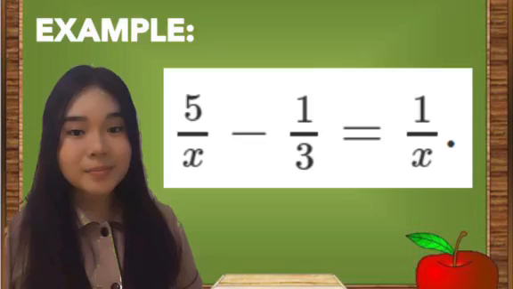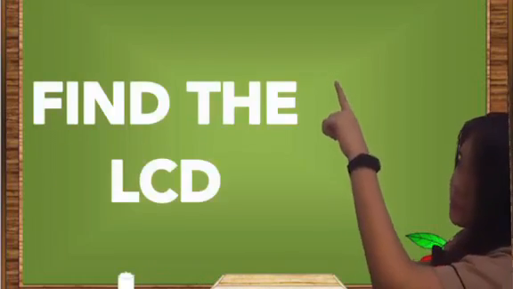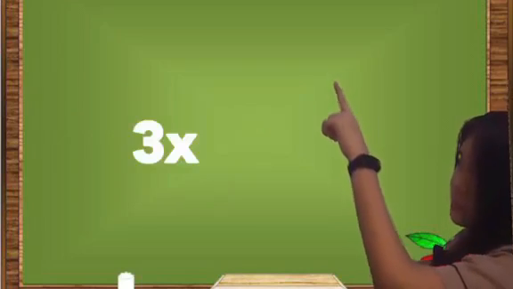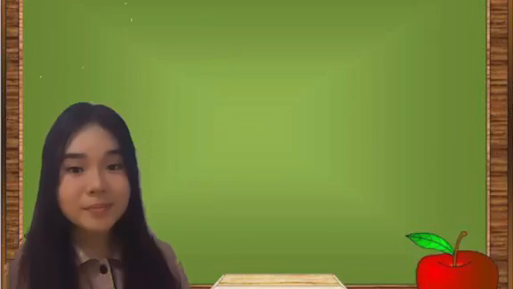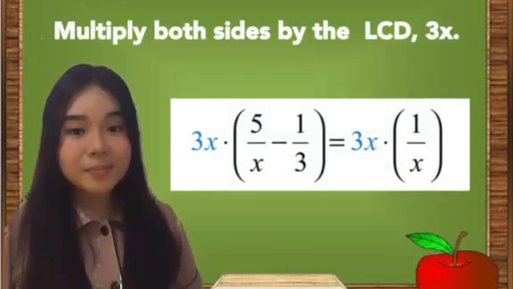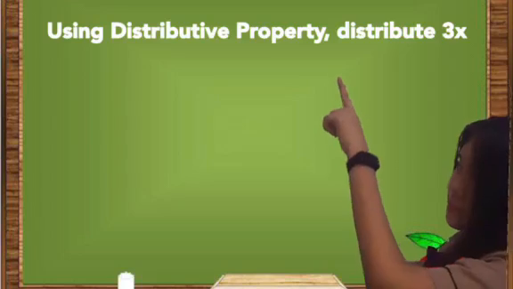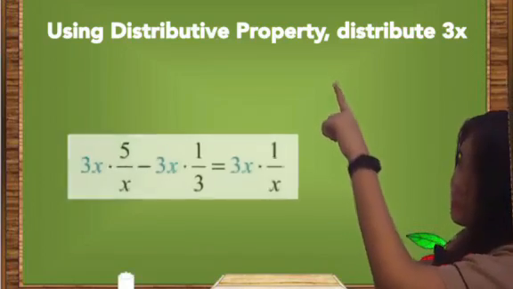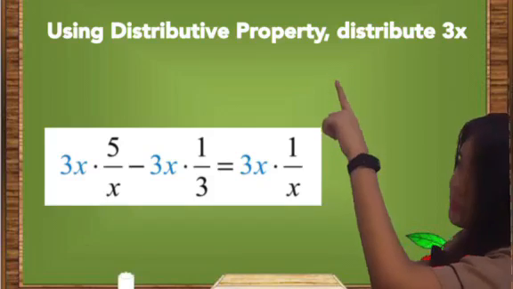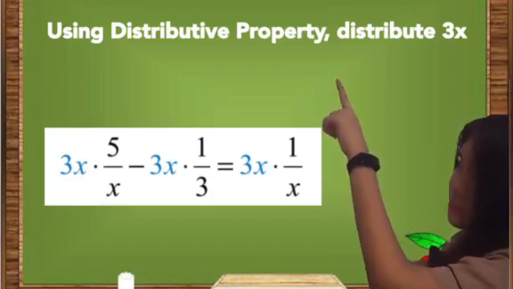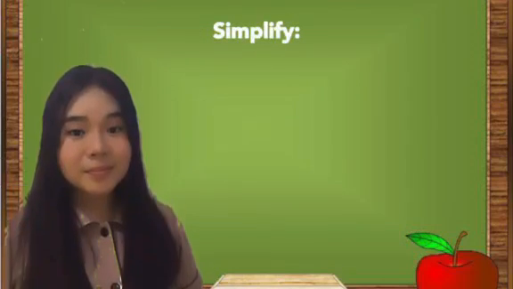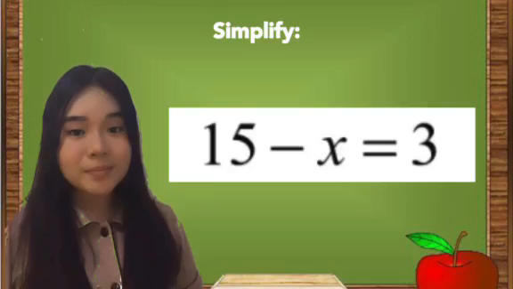over x. To solve this rational equation, first find the LCD of the equation, which is 3x. Also, take note that x is not equal to 0, and then multiply both sides by the LCD, 3x. Using the distributive property, distribute 3x to the equation and we'll have this. 3x times 5 over x minus 3x times 1 over 3 equals 3x times 1 over x. Simplify and solve. We have 15 minus x equals 3.